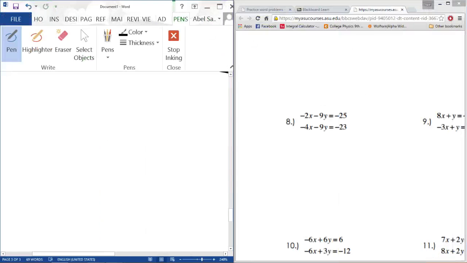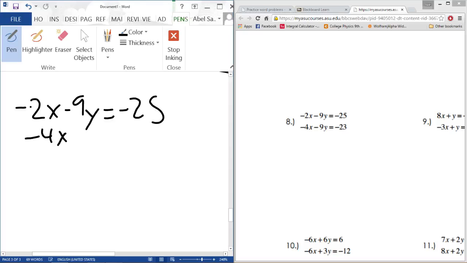Okay, so we're looking at number 8. I'm going to write it out. We got negative 2x minus 9y equals negative 25, and the bottom equation is negative 4x minus 9y equals negative 23. Somebody was saying it'd be nice if one of these 9y's were positive, so there would be the opposite sign and they could cancel out and become 0. So why don't we turn one of these negative 9y's into a positive 9y?